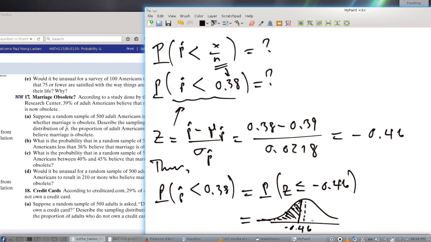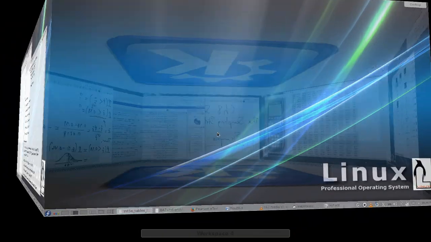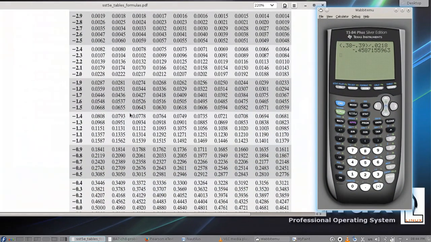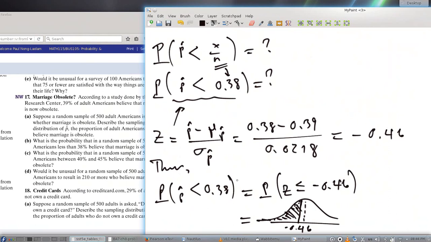Okay, so let's look up the table and we'll get negative 0.46. Well, the first one here is 0.40, 0.41, 0.42, 0.43, 0.44, 0.45, I miscounted myself, and then 0.46 right here. So this is negative 0.46, which is 0.3228. That is the answer, 0.3228 right here. Okay, 0.3228.